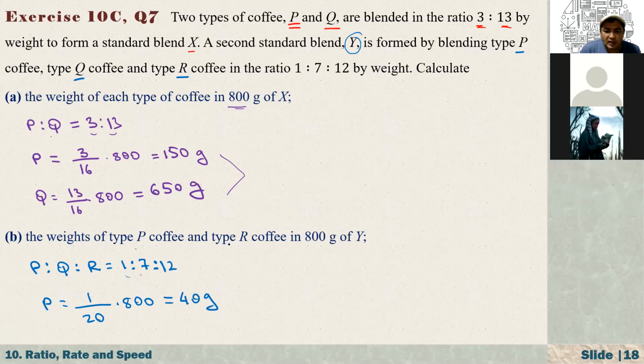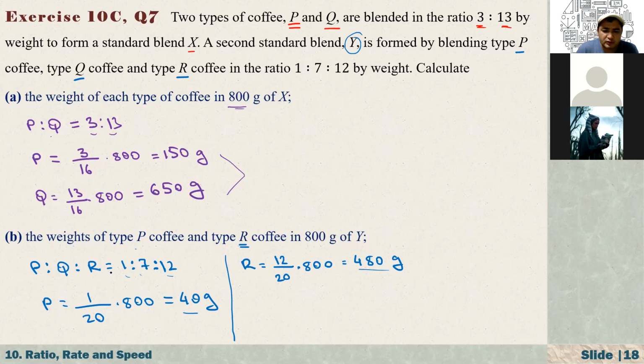And how about type R? Type R is the third part. It is 12 over 20 times 800. 800 over 20 is 40, and 40 times 12 is 480 grams. So in this coffee, we have 40 grams of type P and 480 grams of type R.